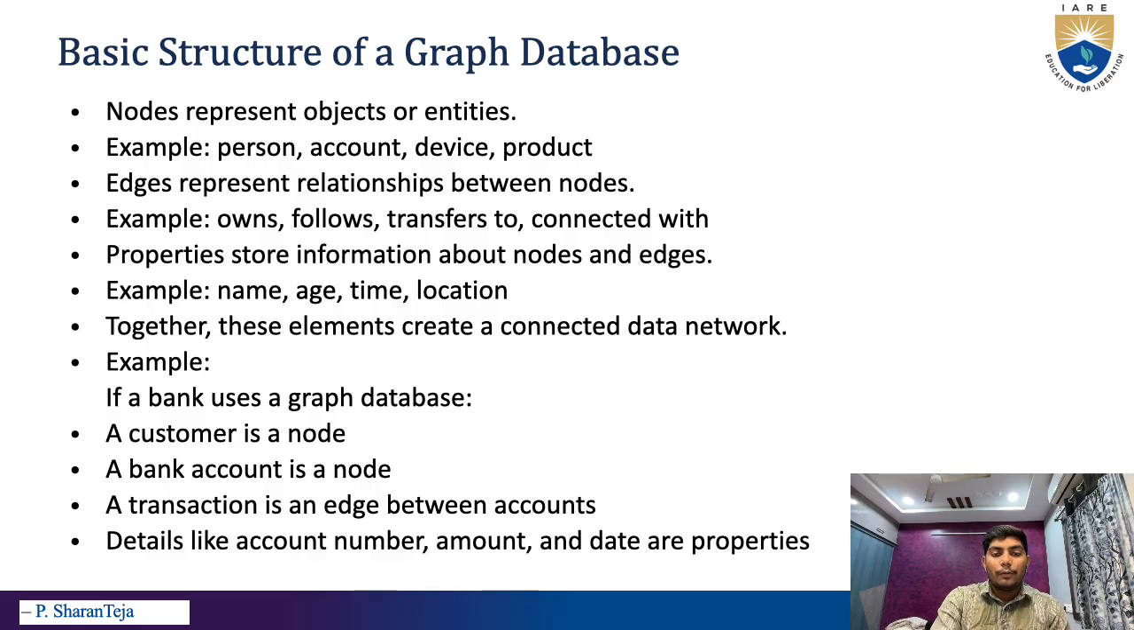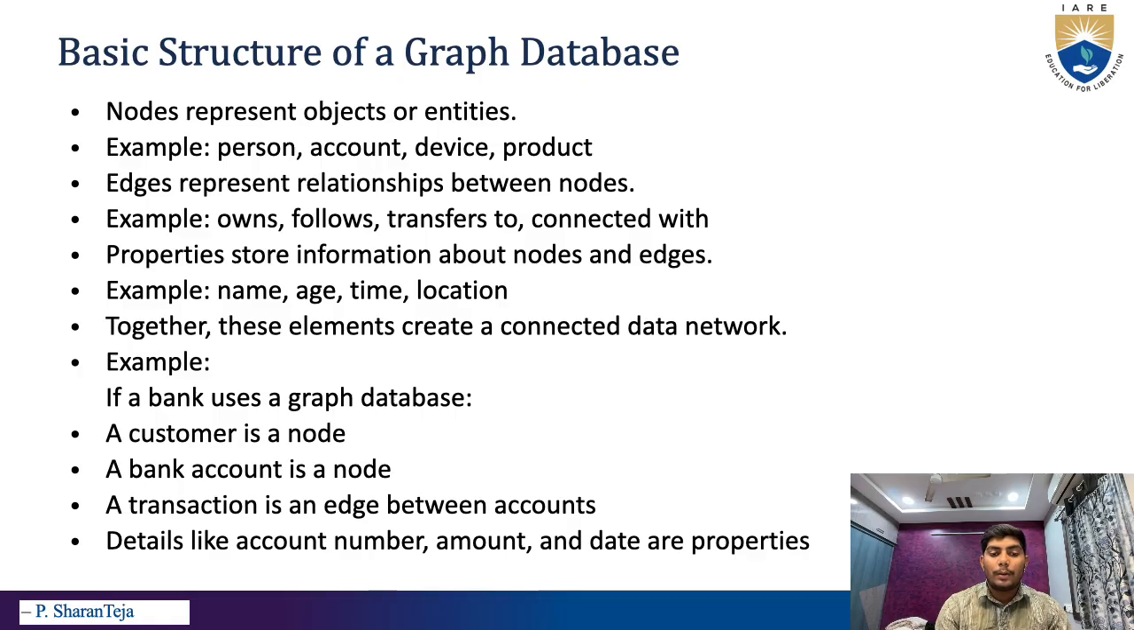Basic structure of graph databases. Let us break down the structure in a simple way. First one is nodes. Nodes represent entities, for example, person, bank account, product. And second one is edges. Edges represent relationships, like follows, transfers money to, owns, and so on.